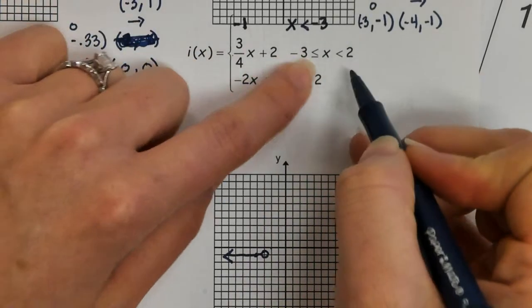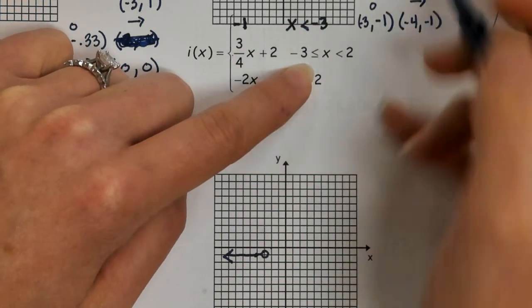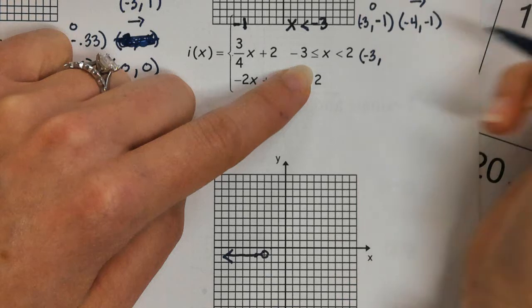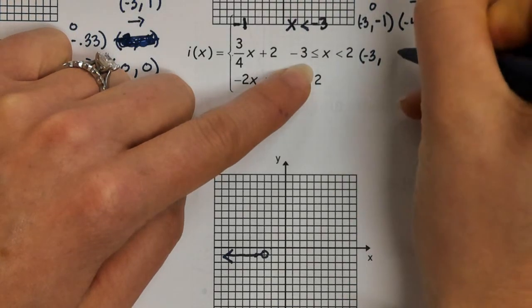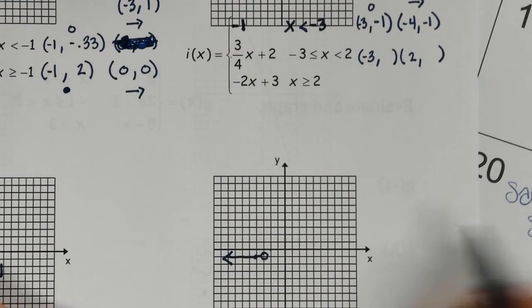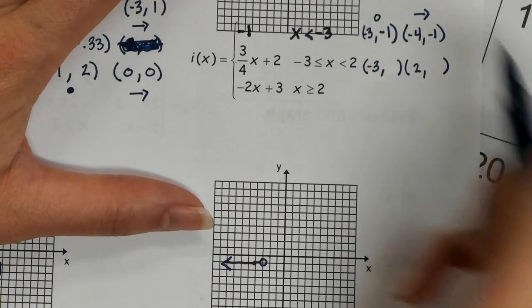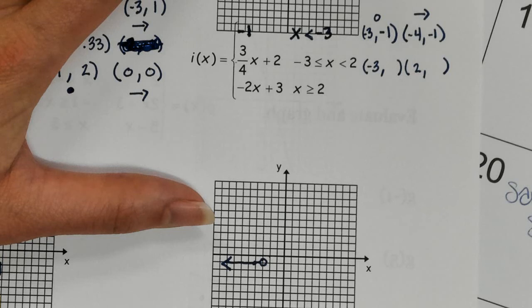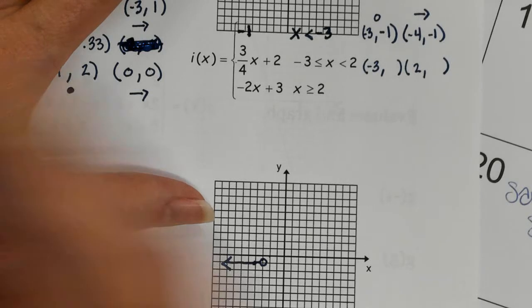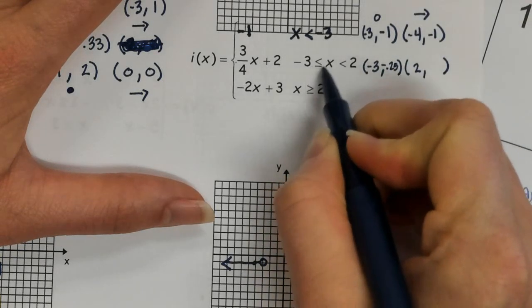Now, we have yet to do one with 2 boundaries. We've only done one with 1 boundary. This one is actually easier. We have a 3, -3, and we have a 2. Those are my 2 x values. I don't get to pick. That is just what my x values are. So now -3, so 3/4 times -3 plus 2, I have -0.25. And that's going to be a closed circle.